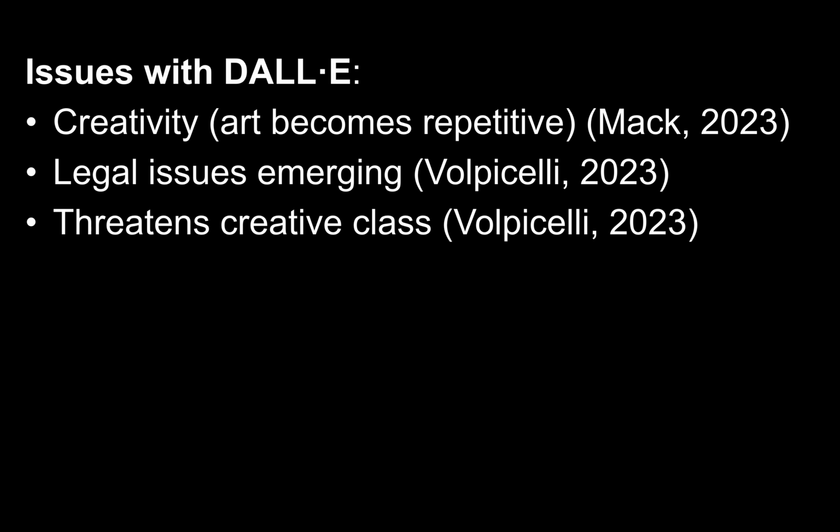One is creativity. The art that it makes may not be as groundbreaking as you might think, and art that it creates can become somewhat repetitive at times. There are various legal issues emerging because it's based on other artists who have created art before, so it sort of takes that art and merges it to make new art. As a result, copyright issues would happen, and it can threaten the creative class, especially people who make visual arts. If a piece of AI can do that so quickly, it sort of threatens those who create visual art.